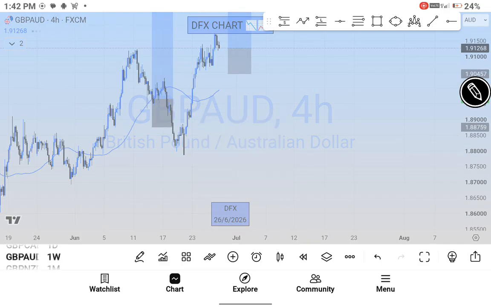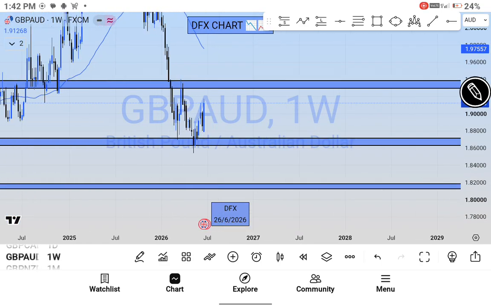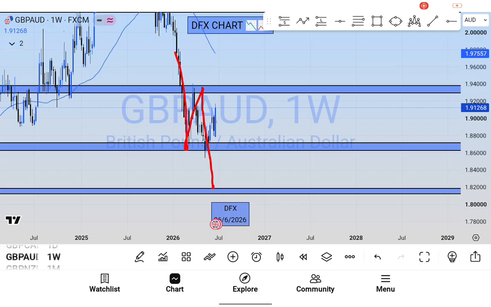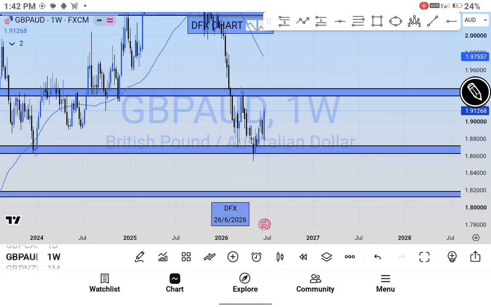All right, so pounds AUD. Pounds AUD on a weekly time frame, based on the chart formation we have here, we have a lower low, lower high. We expect a new lower low, but the market didn't give us that because it was unable to break below this line to give us a new lower low. Instead, we have equal lows.